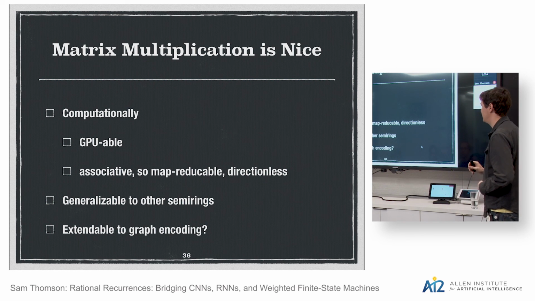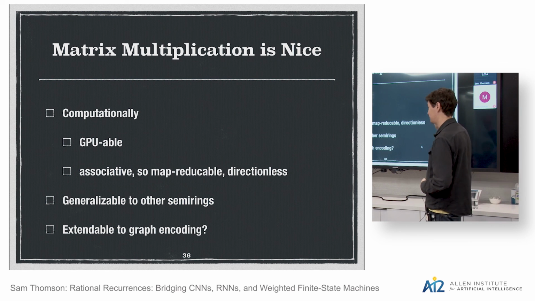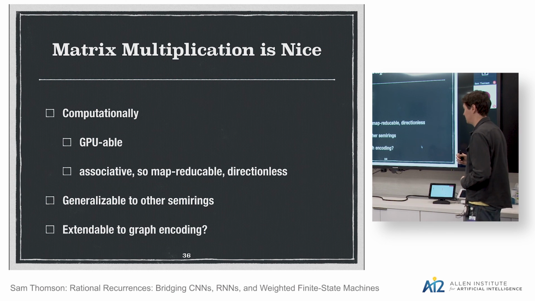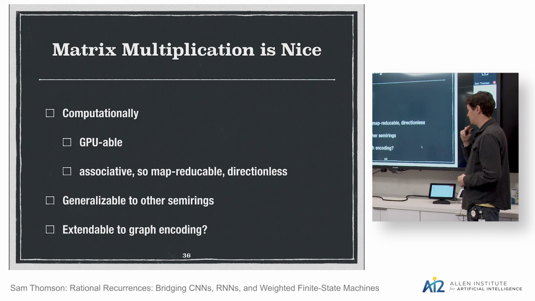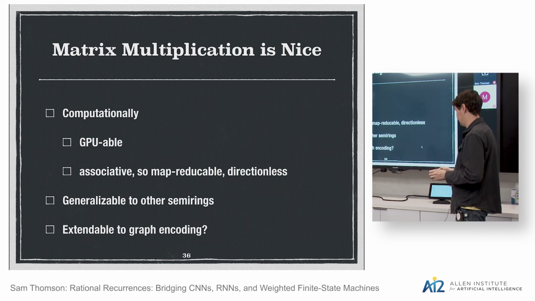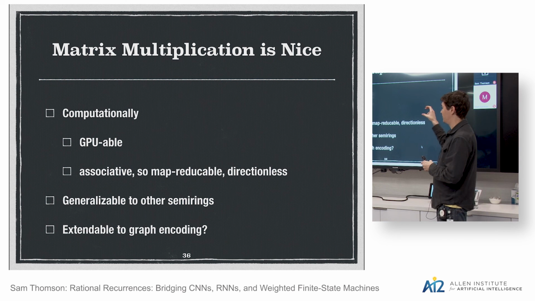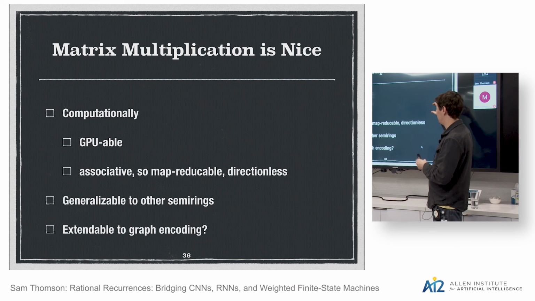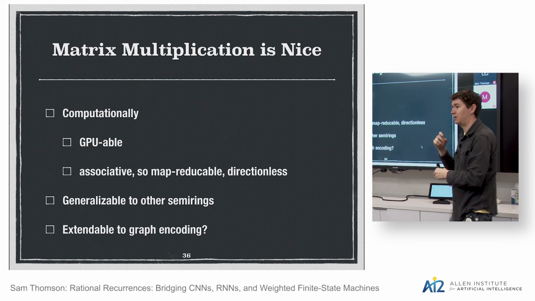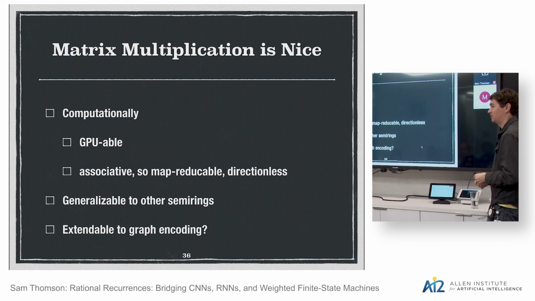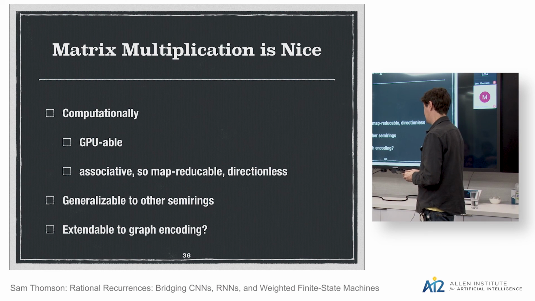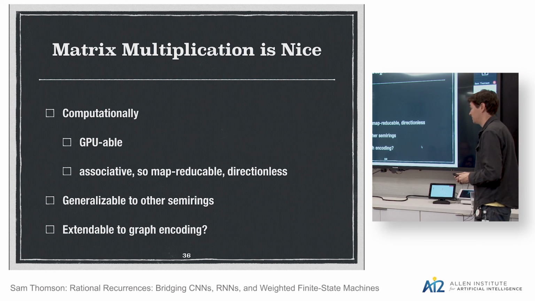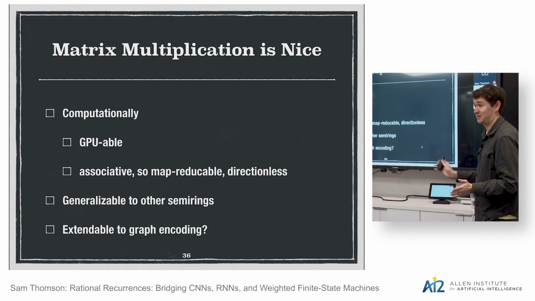I alluded to this already, but because this is just matrix multiplication, it's all very vectorizable. You can throw it on a GPU or even a TPU. You can map reduce it. It's directionless. You could have a mix of putting that forget gate at the end on some patterns and at the beginning on other patterns and calculate both directions all at the same time if you wanted. There are a lot of semi-rings out there, so we don't really know the full extent of what you can do with this.